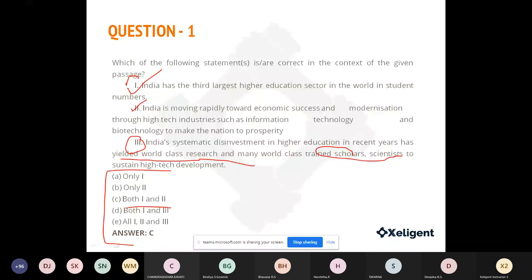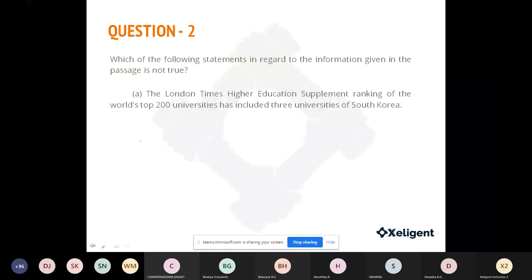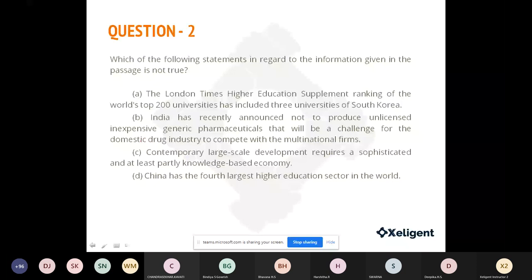Question number 2. Which of the following statements in regard to the information given in the passage is not true? Again, you have to find out which statement is not true. This is an indirect question, you have to make inferences. The London Times Higher Education Supplement ranking of the world's top 200 universities has included 3 universities of South Korea. So yeah, this is a direct question only, not an indirect question. You can get it from the passage. Just check whether the fact given in the passage is going with the options or not.